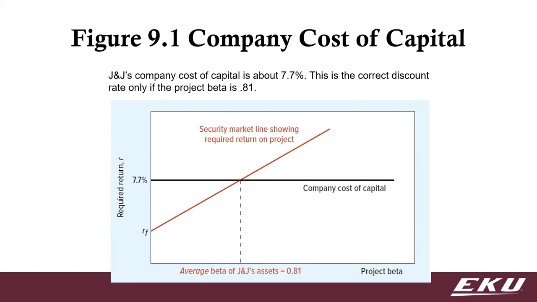And so this is showing the relationship between the company's cost of capital, which we may calculate to be 7.7%, but we would only do that if the project's beta would be equal to the company's beta as a whole. So if this project is more or less risky than all of the other projects on average, then it would not be appropriate to use that same discount rate. We should use one appropriate for the level of risk for those cash flows.